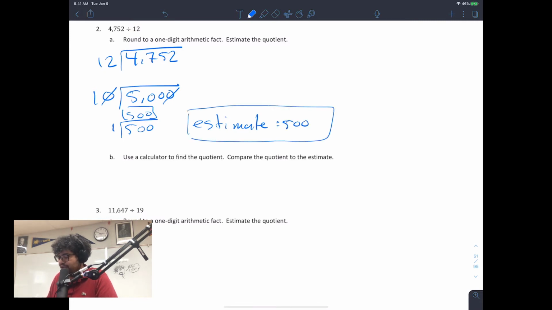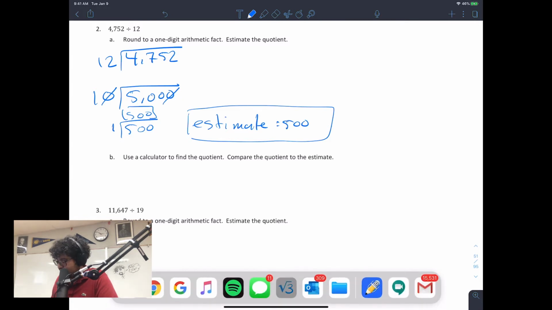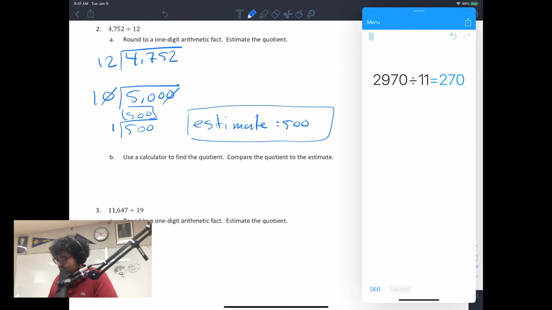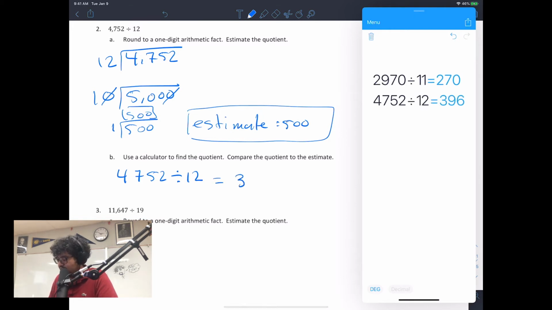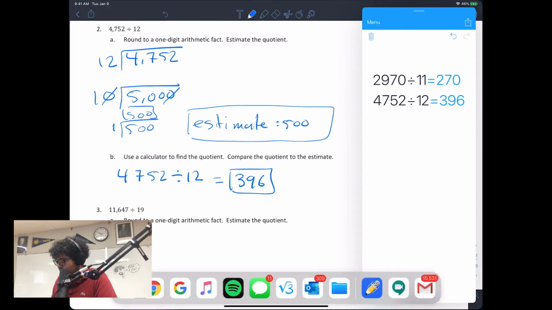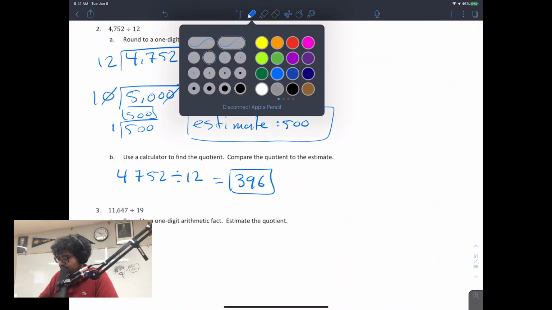Now let's actually get the quotient using a calculator to see how close or how far apart we are to the actual quotient. So let me bring up a calculator. Okay, and we're going to say it's 4,752 divided by 12. Okay, and then my answer there using my calculator is 396. That's my actual quotient.